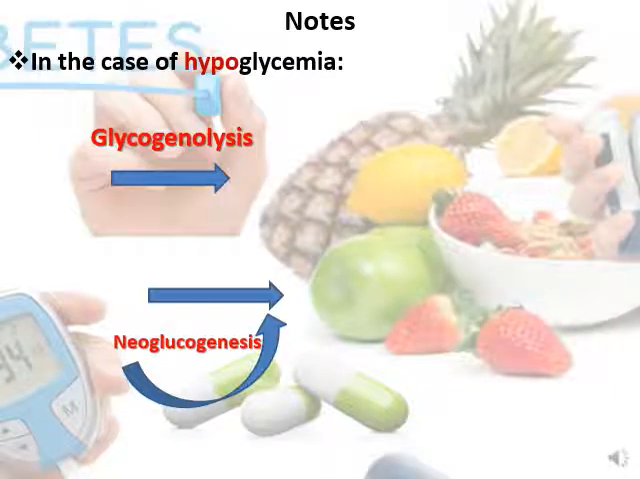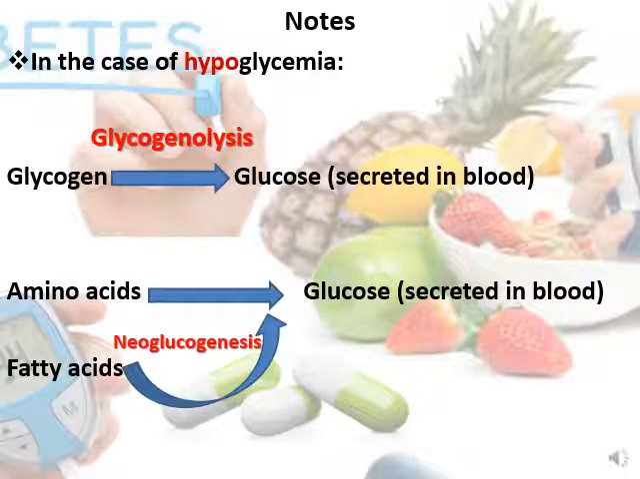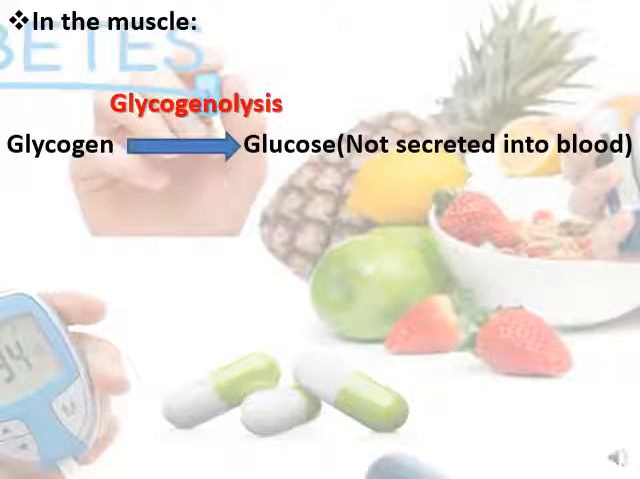While in the case of hypoglycemia, glycogen by the process of glycogenolysis we need glucose. So glycogenolysis will give glucose secreted in blood, or amino acids and fatty acid and glycerol will give glucose secreted in the blood by the process of neoglucogenesis. The muscle glycogen by the process of glycogenolysis will give glucose not secreted into the blood. You have to study these reactions and where is the site of these reactions.